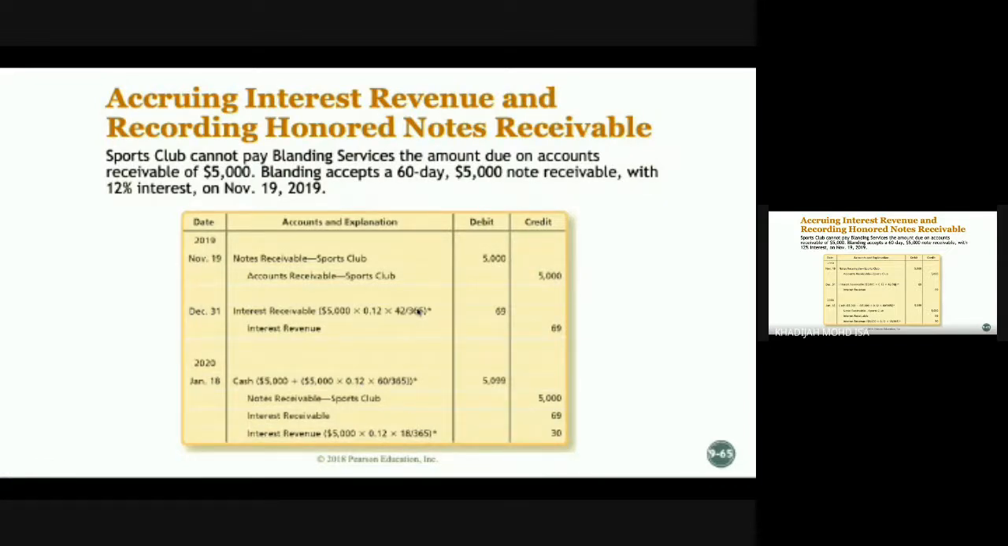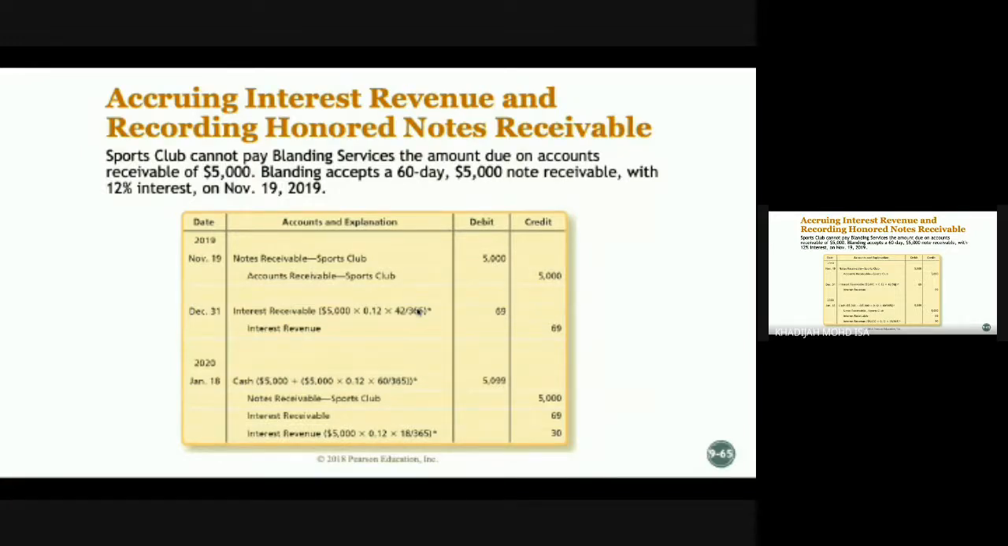How do you compute November 19? How many days in November is interest? So November you have 30 days minus 19 days, so you have 11 days plus 31 days in December, so that's how you get 42 days. The interest started from November 19, so 30 days minus 19 gives 11 days, plus 31 days in December, so in total you have 42 days. So that is the interest receivable and the interest revenue for the period of 42 days.